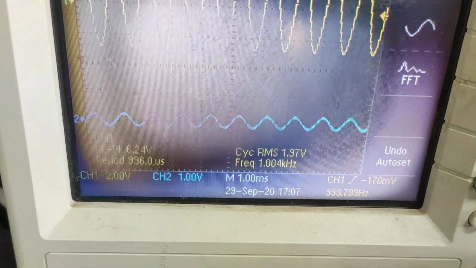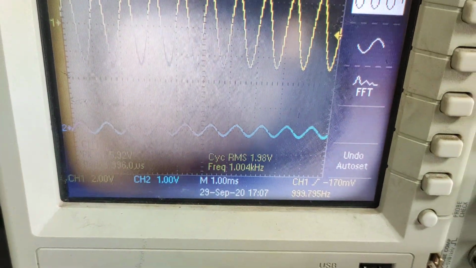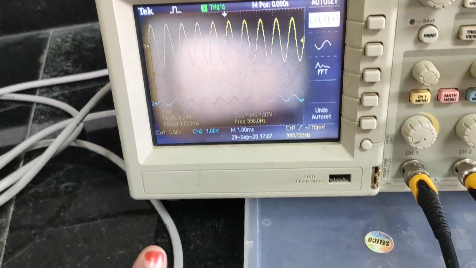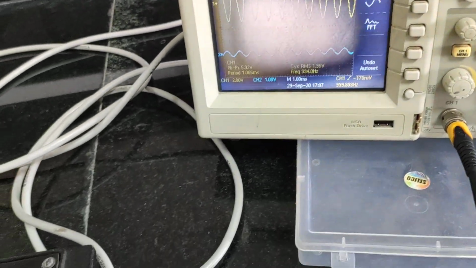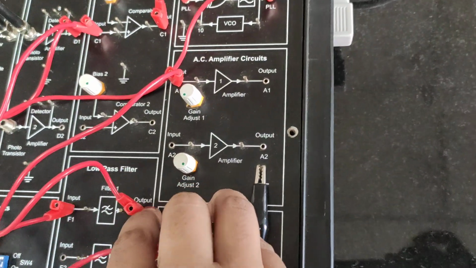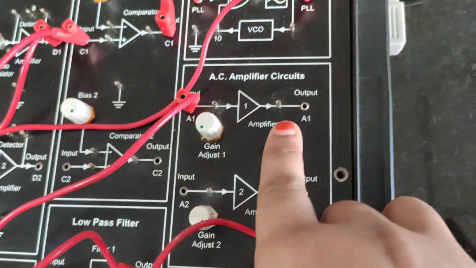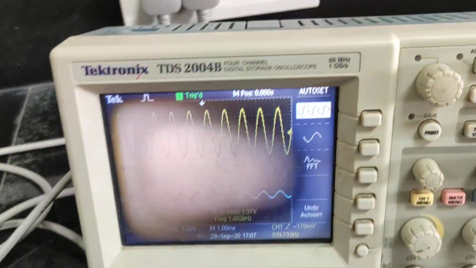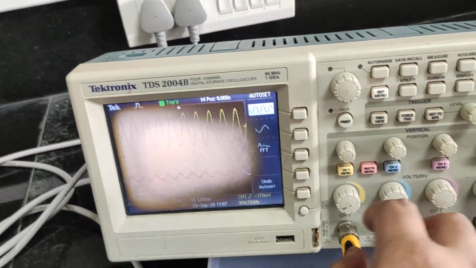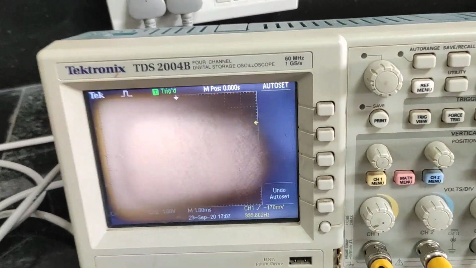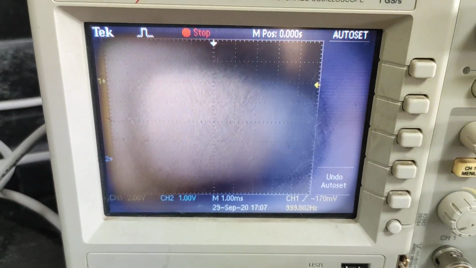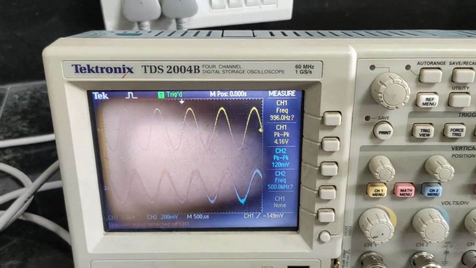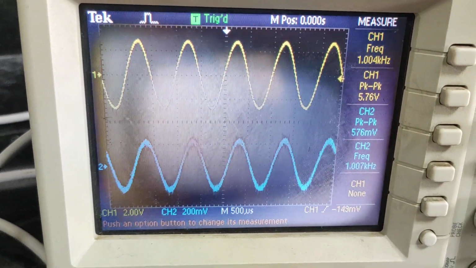See, we are getting the original signal, but the original signal has a lower amplitude. So for increasing the amplitude of the original signal, we need to supply this low pass filter output to the AC amplifier circuit input, and we need to measure the output at the AC amplifier circuit. So we will get the actual original signal at the output.